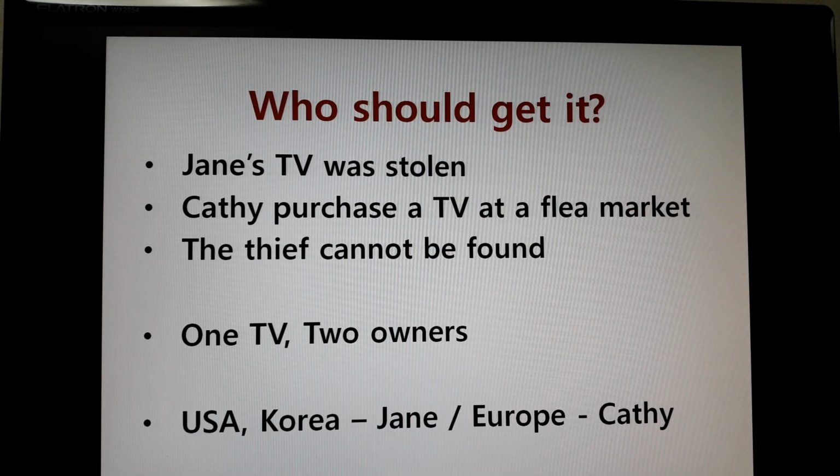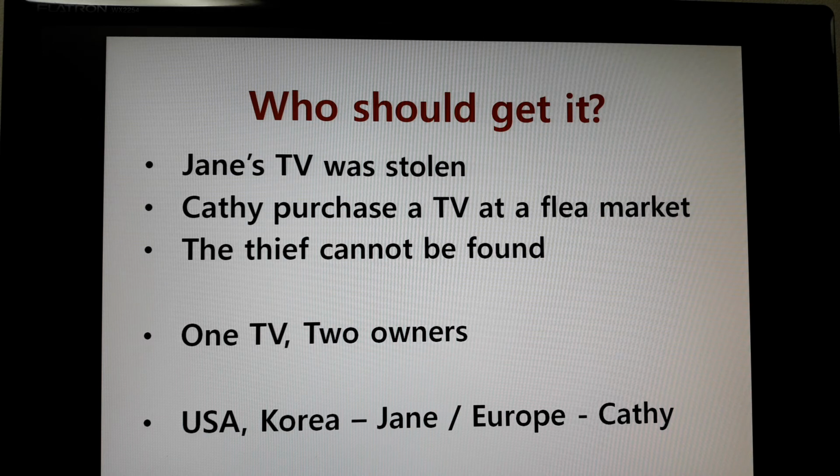Okay, next topic. Who should get it? Think about one example. Jane and Kathy. We think about two ladies, Jane and Kathy. Jane purchased a new TV. And one day she came back from work and found out her new TV was stolen. She called the police. The police said, oh yeah, we will look for it. Of course, they cannot find it.